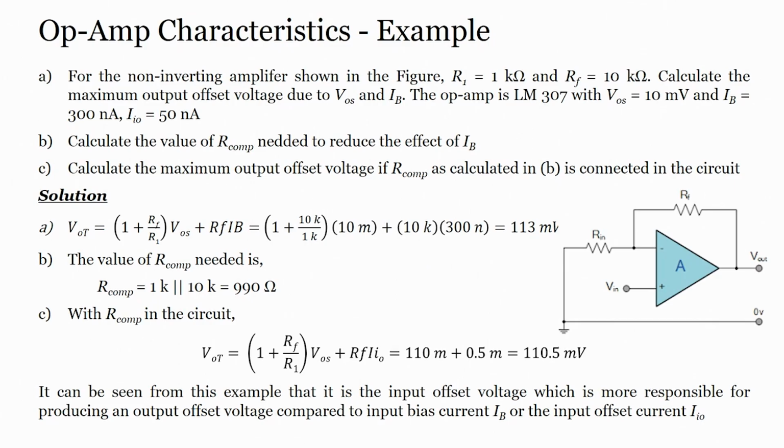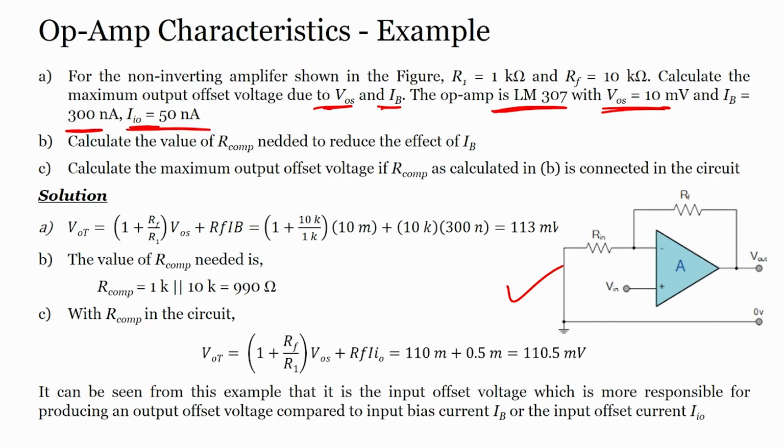So, let us see an example for op amp characteristics. First, for the non-inverting amplifier shown in the figure, R1 is 1 kilo ohm, RF equals 10 kilo ohm. Calculate the maximum output offset voltage due to VOS and IB. The op amp is LM307 where VOS is 10 millivolts, IB is 300 nanoampere, and IIO is 50 nanoampere.